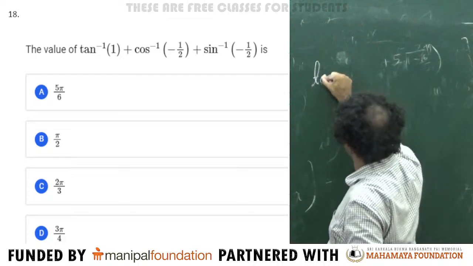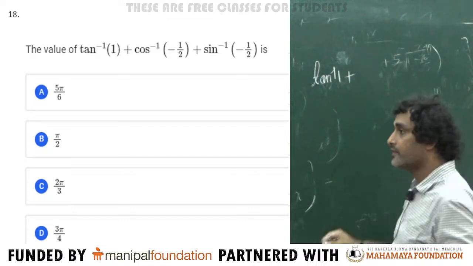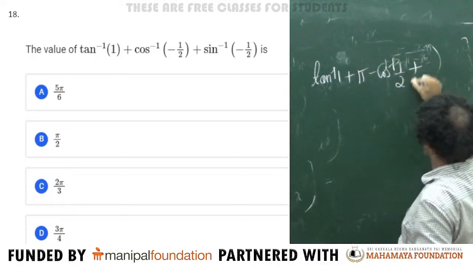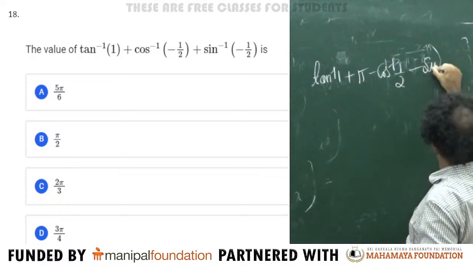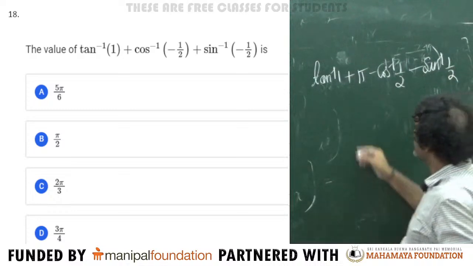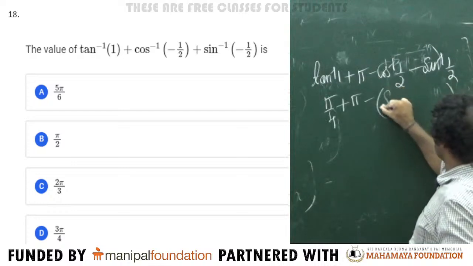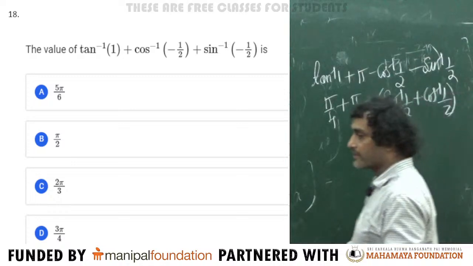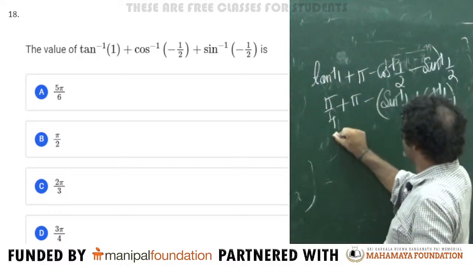Do you have tan inverse 1 plus, do you have cos inverse minus half? Do you know cos inverse minus half is pi minus cos inverse half, plus sin inverse minus half is simply minus sin inverse half. Correct, no? This is pi by 4 plus pi minus, if I take common, aren't you left with sin inverse half plus cos inverse half? Who is sin inverse x plus cos inverse x? Isn't it pi by 2?